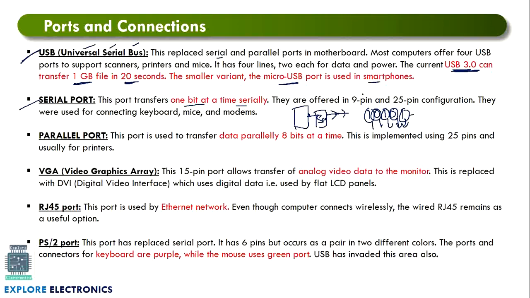They offer 9 pin up to 25 pin configurations, and were used to connect the keyboard and modems. These are the serial ports. And then we will be having the parallel port also. This sends data in parallel, which means all the output is going to be available at a time. If the parallel output is there, we can write it like this. If the serial output is there, there is only one output. That is the meaning. 8 bit in the sense 8 pins will be there. And this is implemented using 25 pins, and usually for printers. This parallel port will be used for printers. This serial port will be used for keyboard, mice, modem, like that.